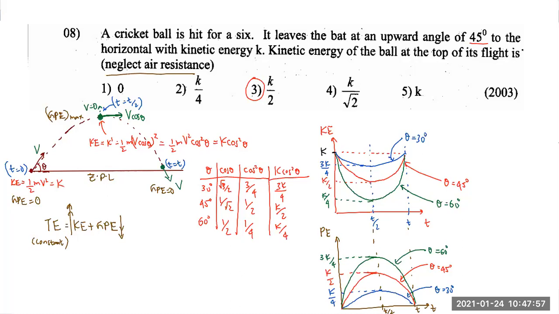Because initially potential energy is 0, kinetic energy is k. So the total energy is always k. So in the middle, when time is equal to t by 2 for 30 degrees, if the kinetic energy is 3k by 4, potential energy must be k by 4. Only then, when you add 3k by 4 and k by 4, the total energy will be k. All right. So we have covered graphs for both potential energy and kinetic energy for three different angles. Hope this is clear.